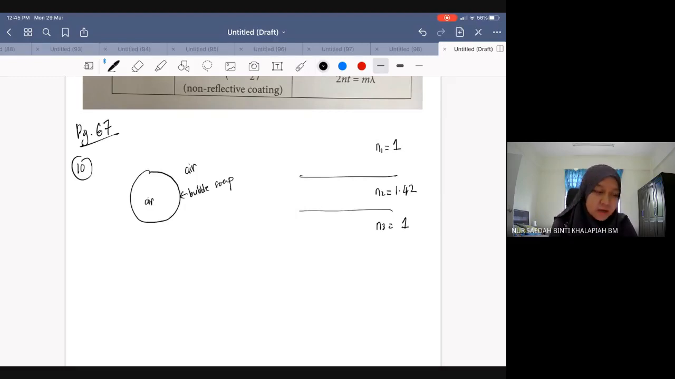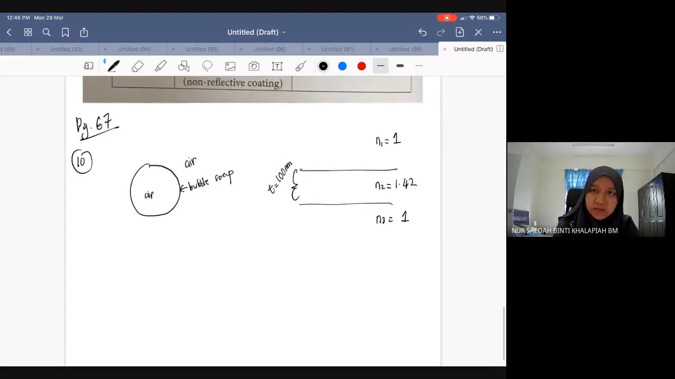Okay, soalan minta wavelength. Dia berikan the thickness, right? The thickness of the bubble wall. Okay, so thickness of our thin film ni lah. So thicknessnya is 100 nanometer. Okay, question asks for the wavelength of the visible light. Okay, so wavelength of the visible light that is most strongly reflected.